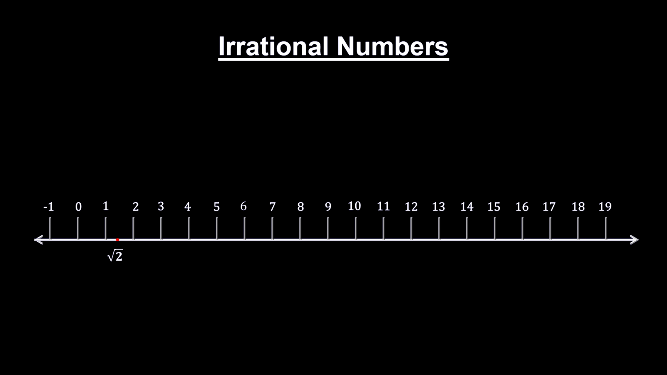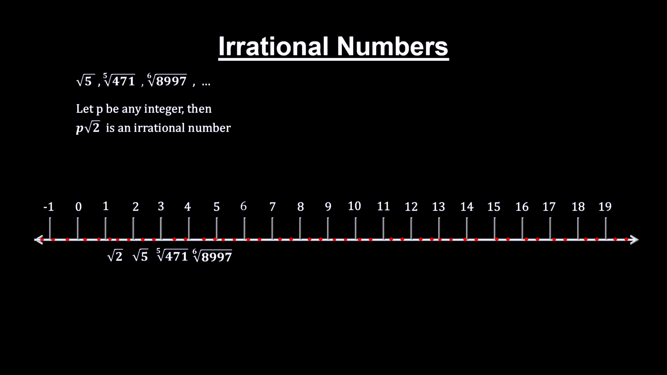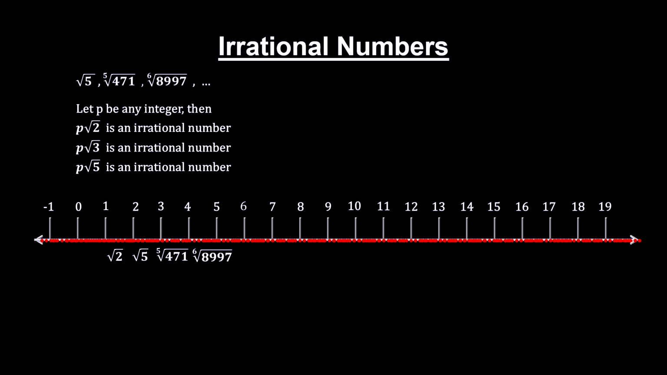In fact, the nth root of any number that isn't a perfect nth power is irrational. Add to that the fact that any irrational times a rational will be irrational, and you can see that the set of irrational numbers is infinite. The rational number line is dense, but it is not continuous.